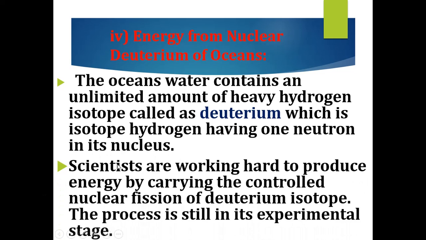Okay, so nowadays scientists are working hard to produce energy by carrying out controlled nuclear fission of the deuterium isotope. Nuclear fission means, the word fission means breaking. Okay, so by breaking the nucleus of the deuterium, nowadays the scientists are working hard to produce energy. The process is still in its experimental stage. Okay, so it's not adopted yet, it's still in the experimental stage.